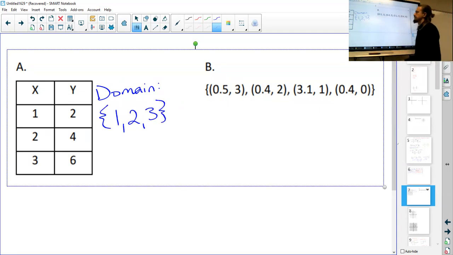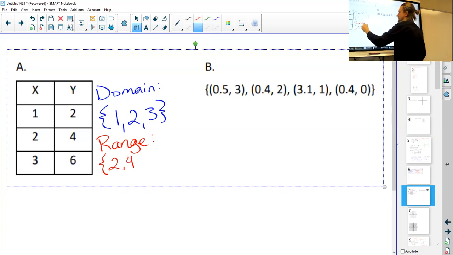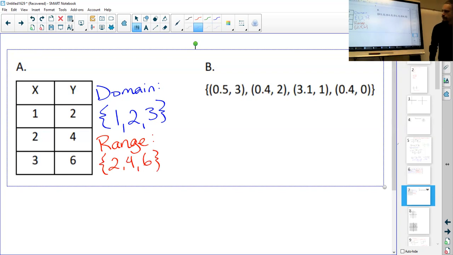Nice and simple. And then we do the same thing for range. Range, dots, curly brace. And then these are also in order, so that's nice. Usually the range is not in order from least to greatest, you've got to do a little bit of thinking. But there you go. So I just wrote down all my different X values, that's my domain. All my different Y values, that's range, I'm done. Simple.